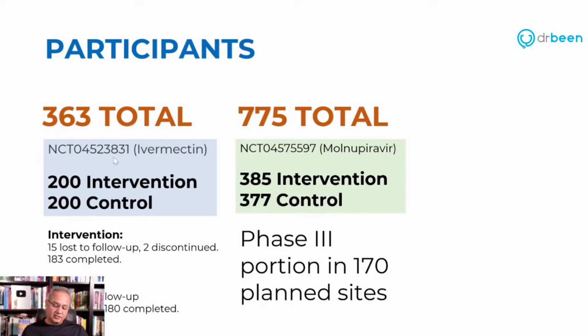Still on the participants, 363 total on the ivermectin side. During the intervention, they said 15 people were lost to follow up, 2 discontinued, 183 completed. And the control group, 17 were lost to follow up, 3 died, and 180 completed. This is the ivermectin side out of the 400. On this Molnupiravir side, again 775, I do not know what was the breakdown of the phase 2 part and phase 3 part.